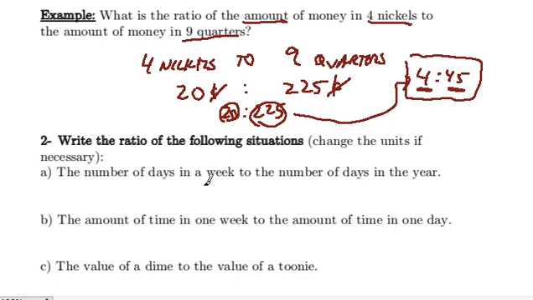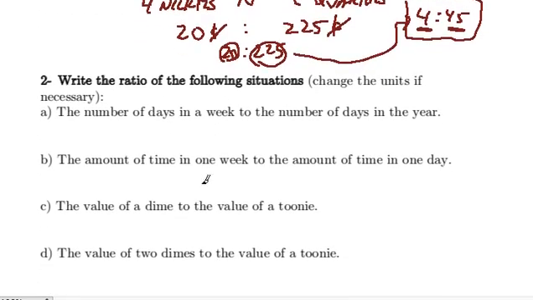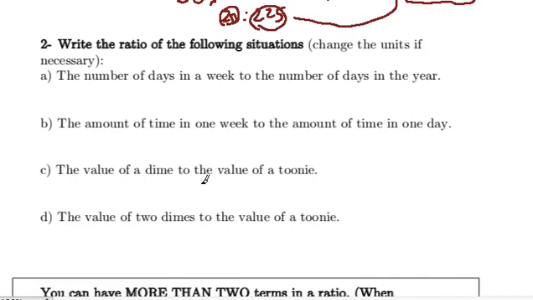All right, let's do a couple more examples here to get you in the swing of things. Number of days in a week to the number of days in a year. Now, some of you guys will say, well, sir, number of days in a year is actually 365.24. It can be. I know you're right, but I'm just going to go with 365 for the number of days in a year, and then the number of days in a week is 7.